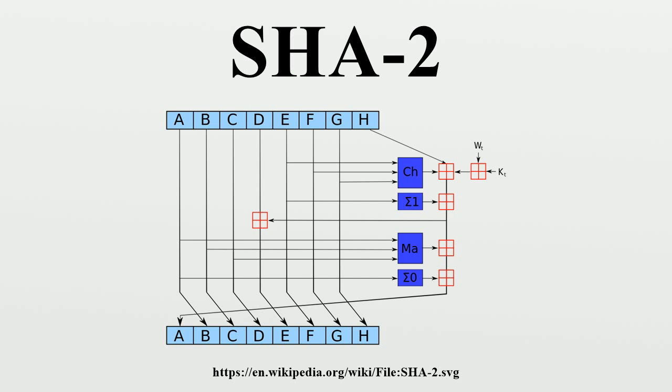Pre-processing: Append the bit 1 to the message. Append k bits 0, where k is the minimum number greater than or equal to 0 such that the resulting message length modulo 512 is 448. Append the length of the message in bits as a 64-bit big-endian integer. Process the message in successive 512-bit chunks. Break the message into 512-bit chunks.